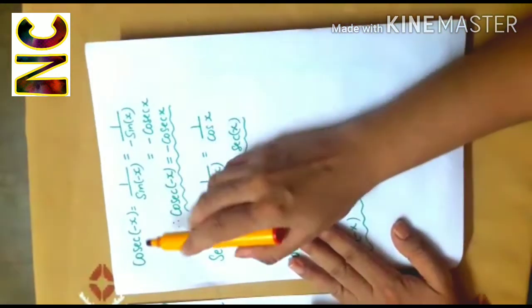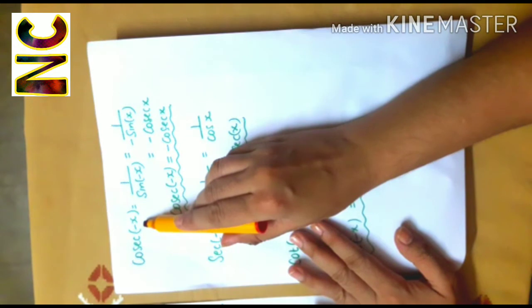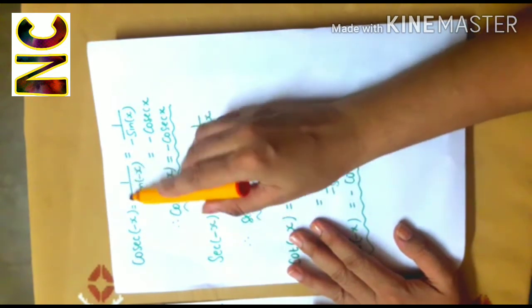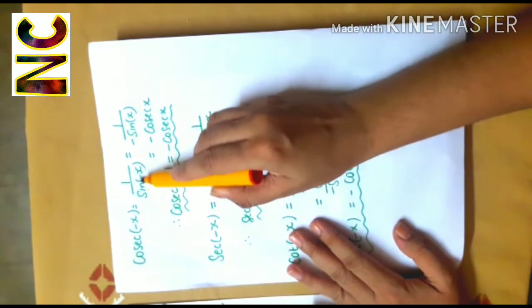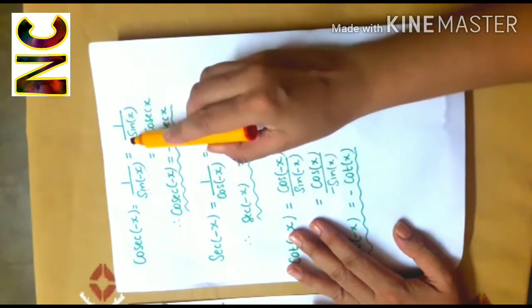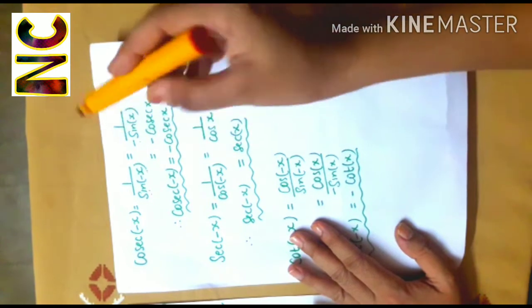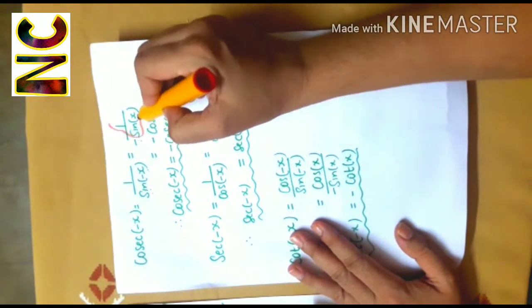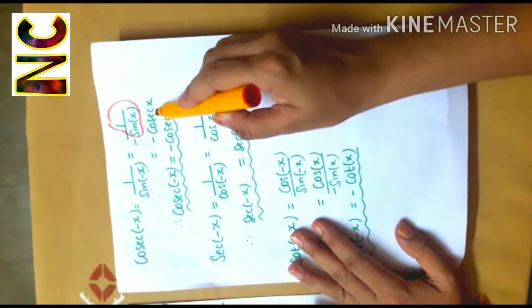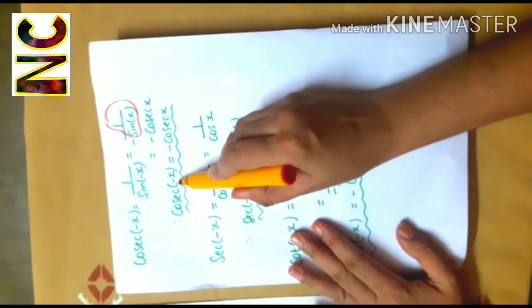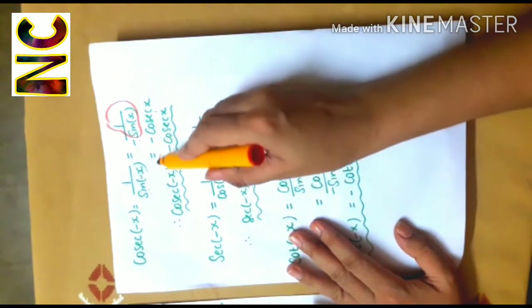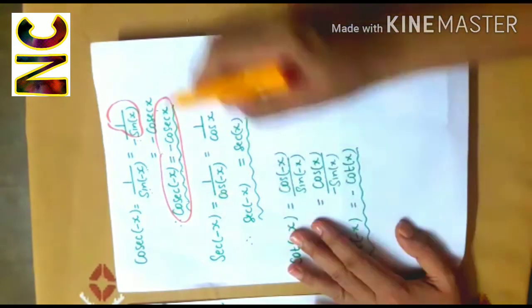Now similarly, cosecant minus x can be written as 1 over sine minus x. And what is sine minus x? It is minus sine x. So I'll get 1 over minus sine x. What is this equal to? Cosecant x. So cosecant minus x is equal to minus cosecant x.